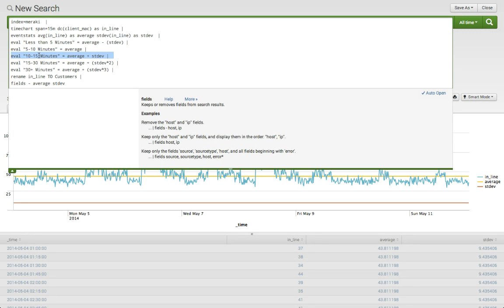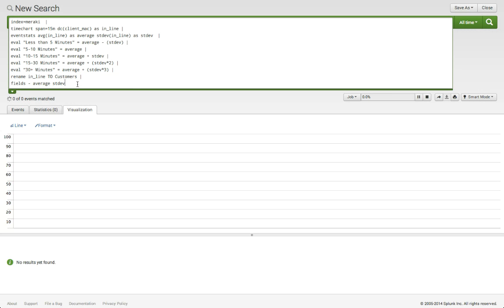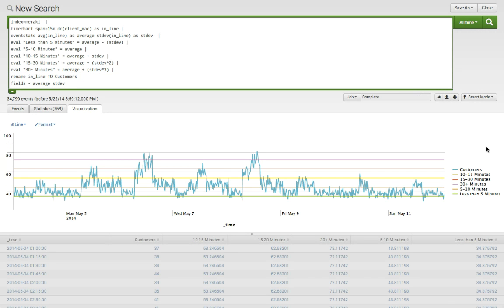The 10 to 15 minute range is the average plus 1 standard deviation. The 15 to 30 minute range is average plus 2 standard deviations. And the 30 plus minute range is average plus 3 standard deviations. And then we did some nice renaming and things like that just to kind of clean it up. And that's how we ended up.